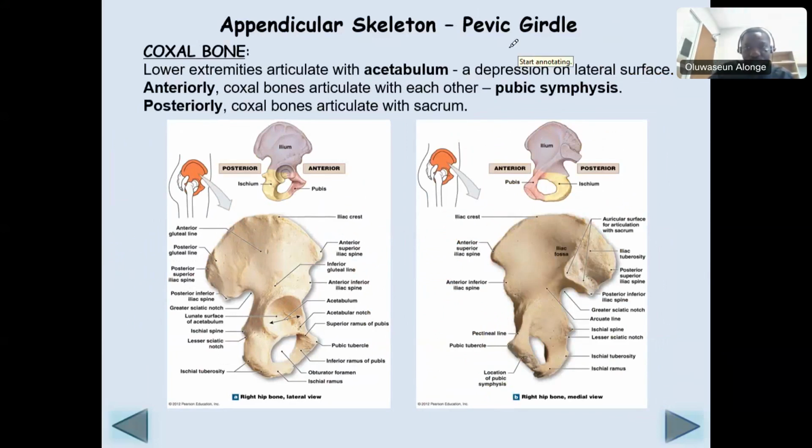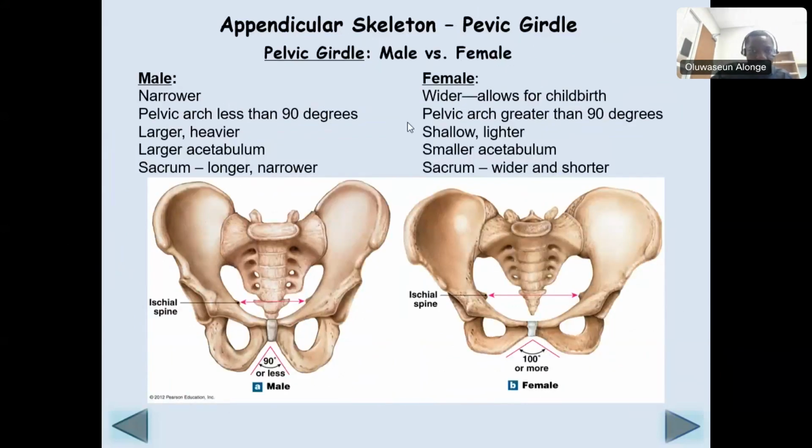All right, so again, see the coxal bones articulate, like I told you. Lower extremities articulate with the acetabulum, a depression on the lateral surface. Anteriorly, the coxal bones articulate with each other at the pubic symphysis, and posteriorly at the sacrum. I've talked about that, right? Now, when you look at the male and female pelvis, you will know that they are different because the ischial spine is different, and the pelvic arc is different.